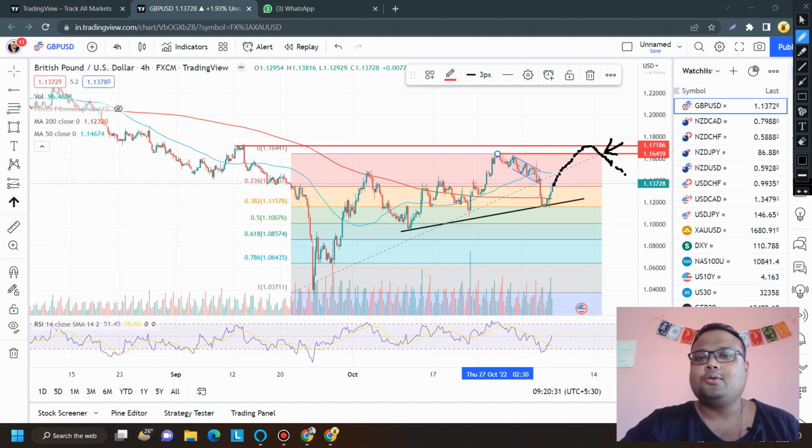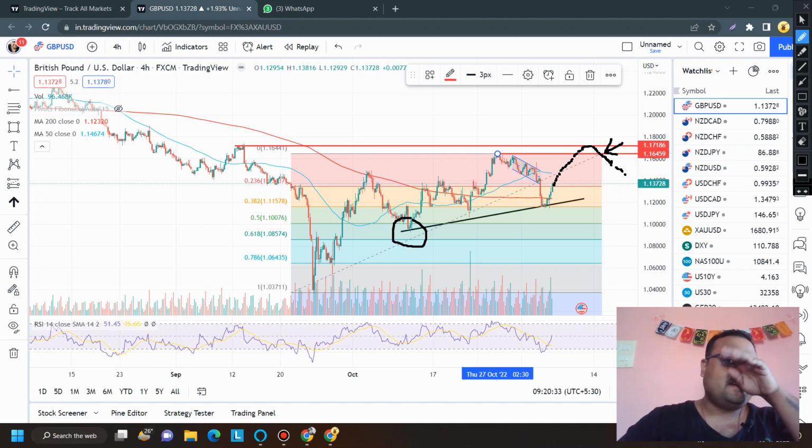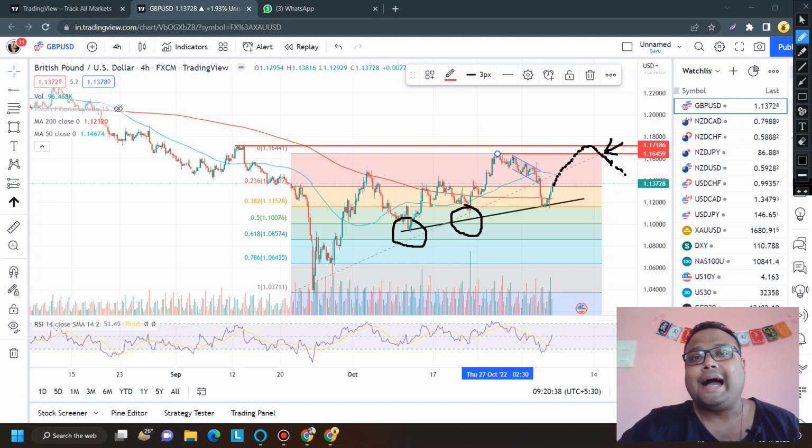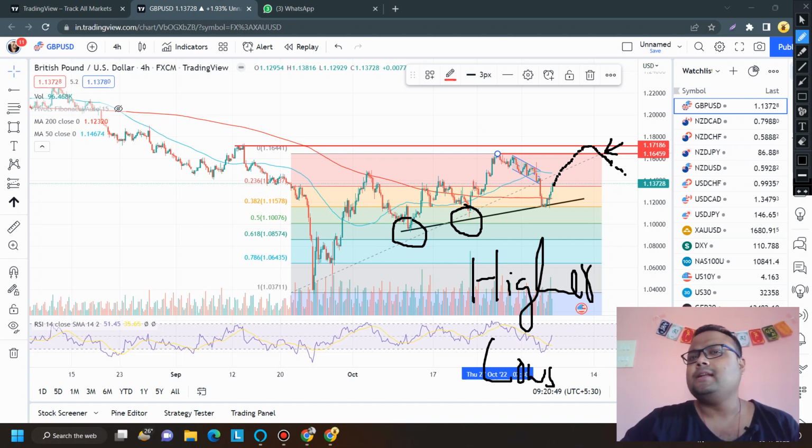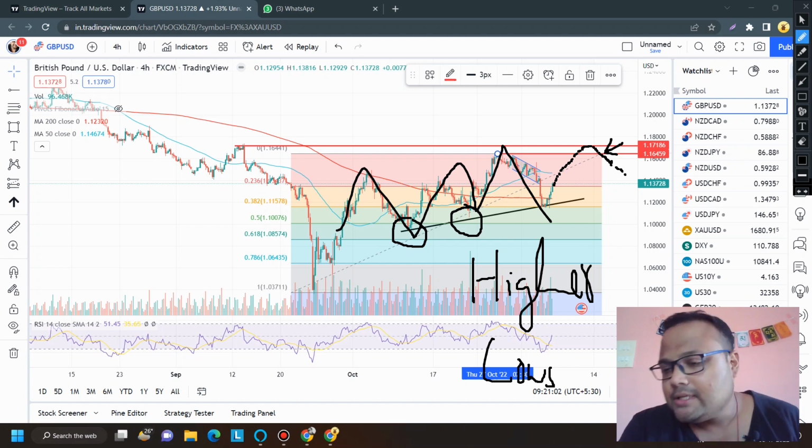So right now the most important thing about this market is that GBP/USD is forming higher lows. Higher lows usually signify the presence of buyers in the market. New buyers are coming in. So as a result, right now it looks like there's hope on the chart. Let's wait and watch. I think this is the best strategy right now.